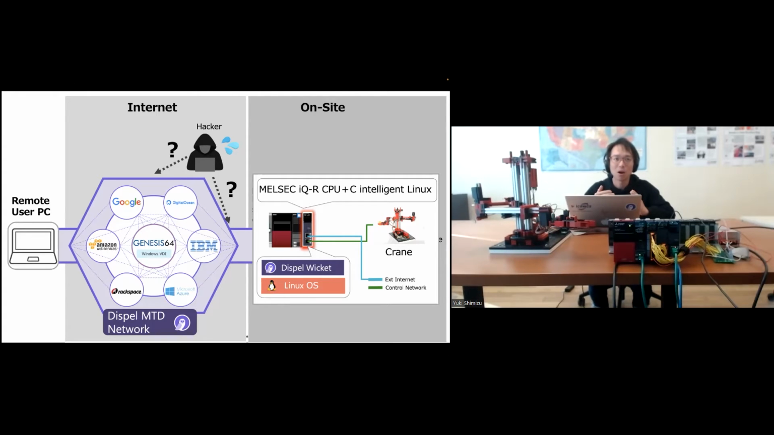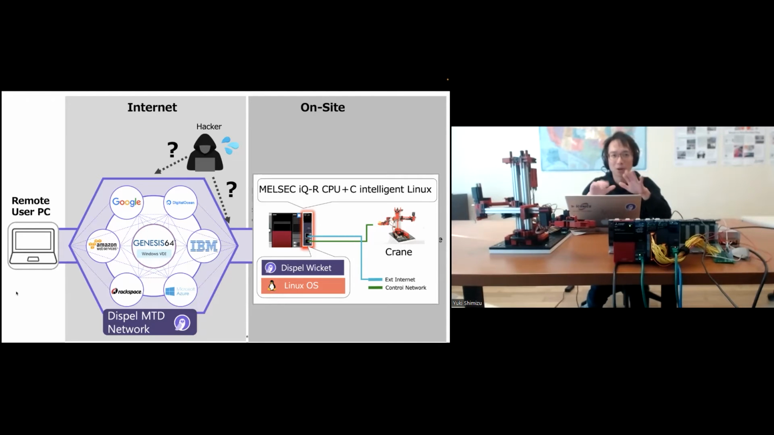First, the on-premise OT network shown here, the Mitsubishi Electric Programmable Logic Controller iQ-R series. In this PLC, we have two types of devices. One is a C Intelligent Module, Linux-based, equipped with Dispel remote access software. Another one is a CPU here. This is responsible for operating the final device, the crane. It's going to be rotating as the endpoint.